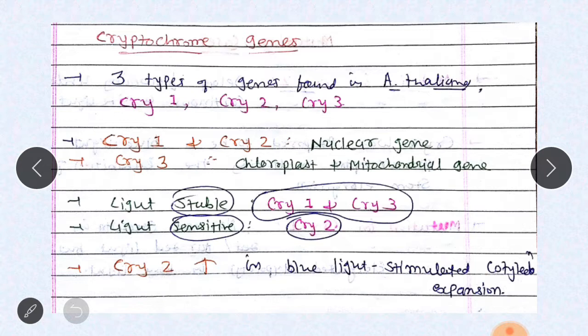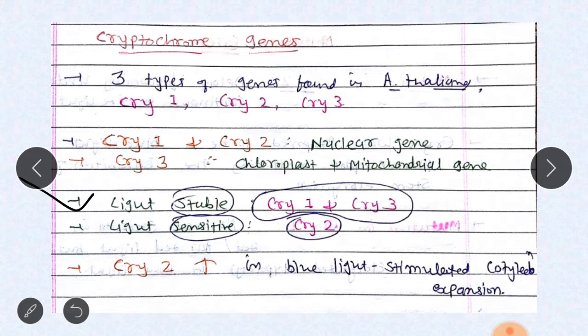Now let's talk about the cryptochrome genes. Three types of cryptochrome genes are found in Arabidopsis thaliana, which is a model plant in case of any botanical studies: Cry1, Cry2 and Cry3. Cry1 and Cry2 are translated by nuclear genes, and Cry3 is translated by a chloroplast or mitochondrial gene, in which Cry1 and Cry3 are light stable and Cry2 is light sensitive.